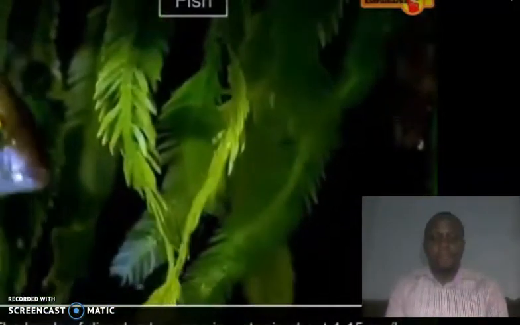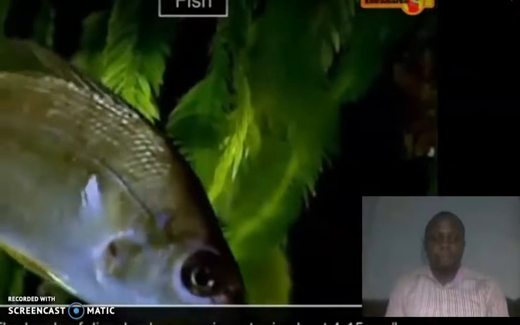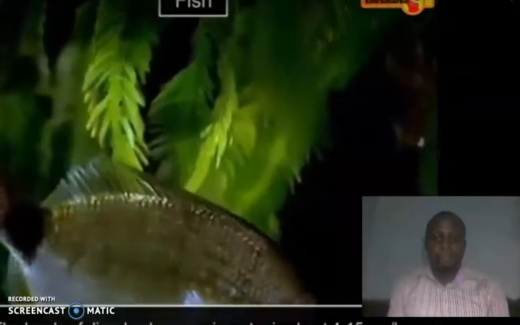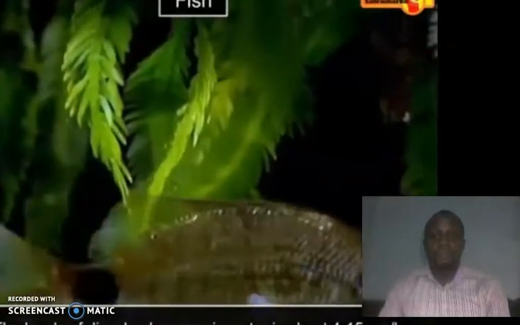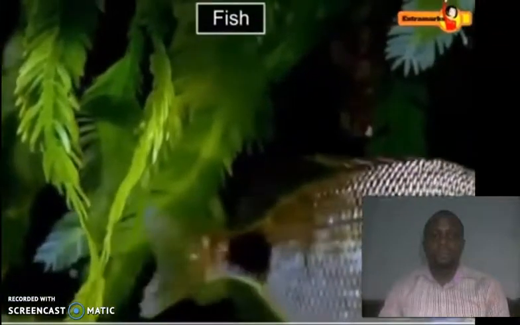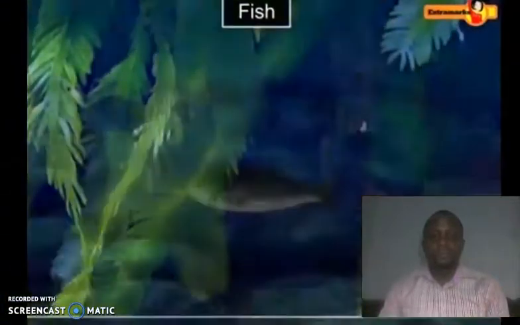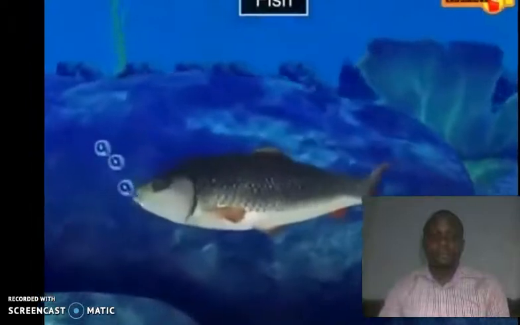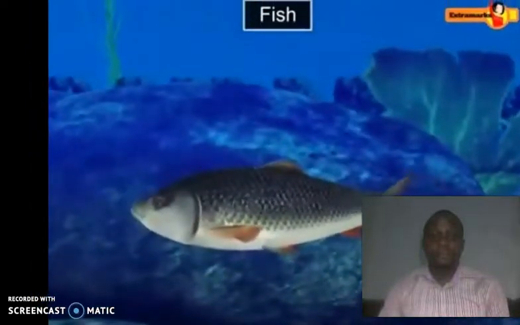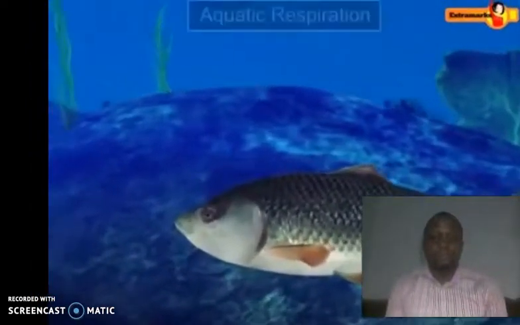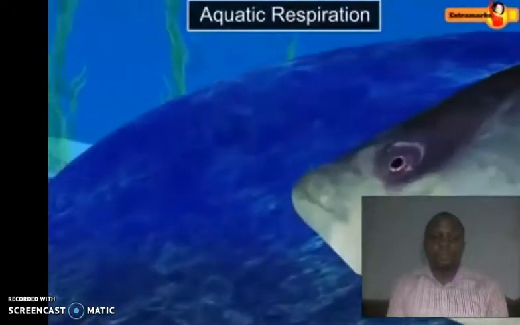Fish are aquatic animals. Water contains oxygen dissolved in it. Depending on temperature and other factors, the level of dissolved oxygen in water is about 4 to 15 milligrams per liter. Fish extract this dissolved oxygen from the surrounding water by a process called aquatic respiration.